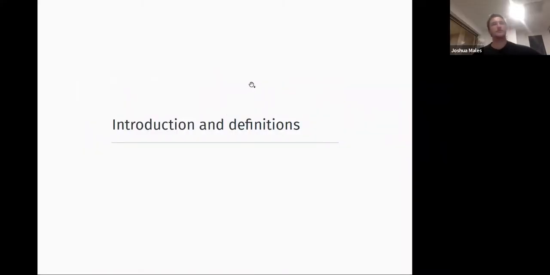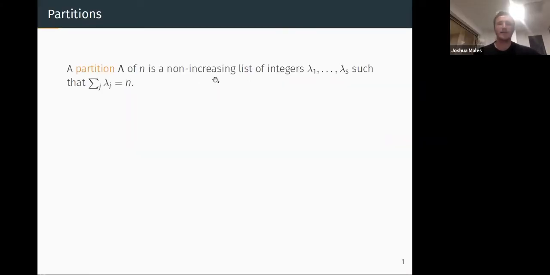So, some intro and definitions. Okay, I guess everyone here already knows this, but a partition lambda of some natural number n, we just say, is some non-increasing list of integers, lambda 1 to lambda s, such that their sum is n. So for us, there will always be s parts.